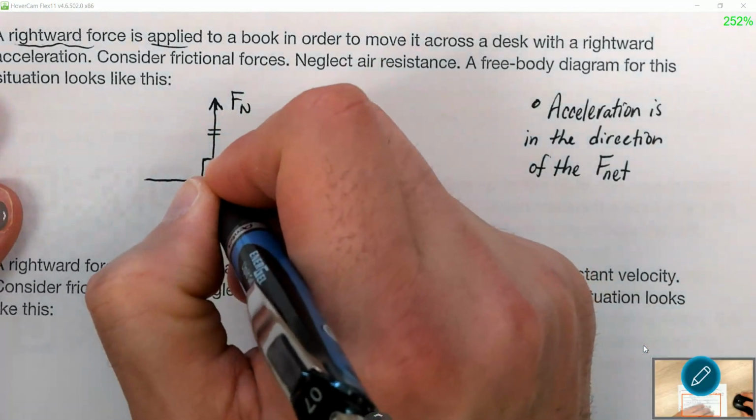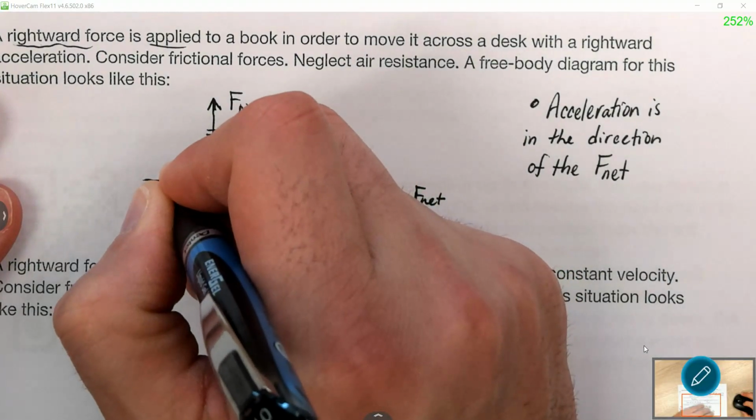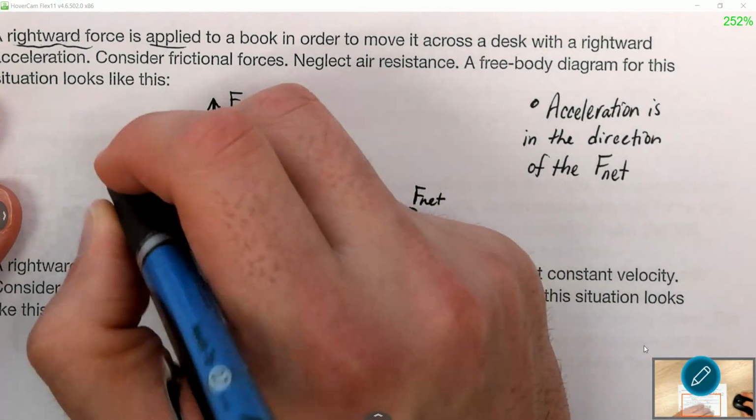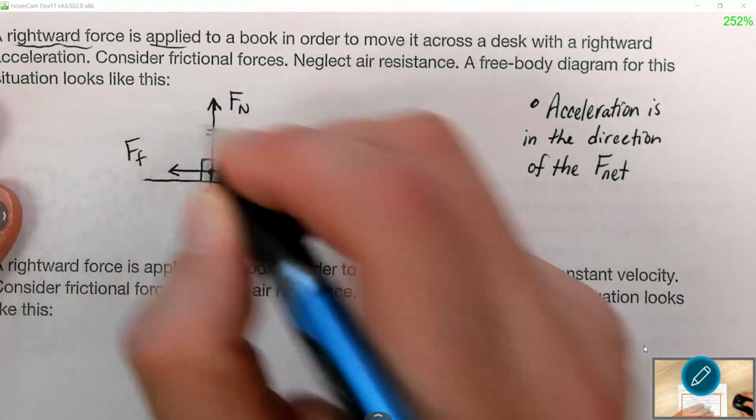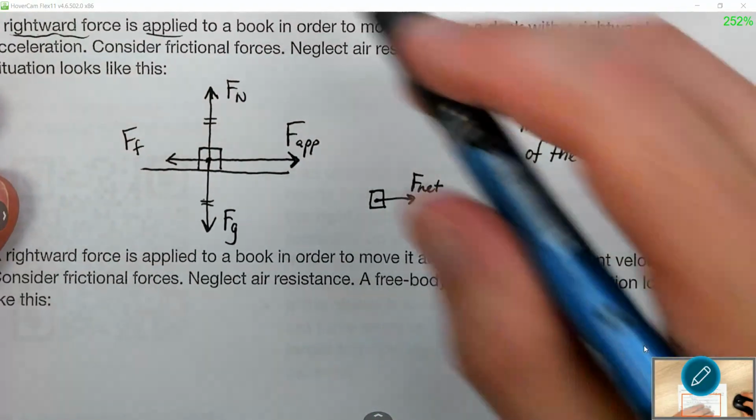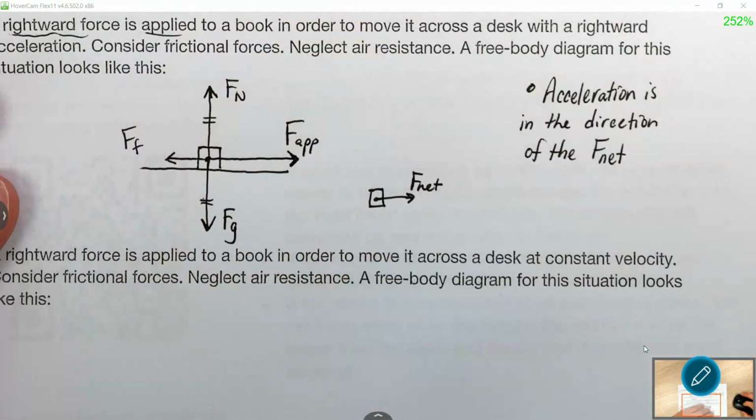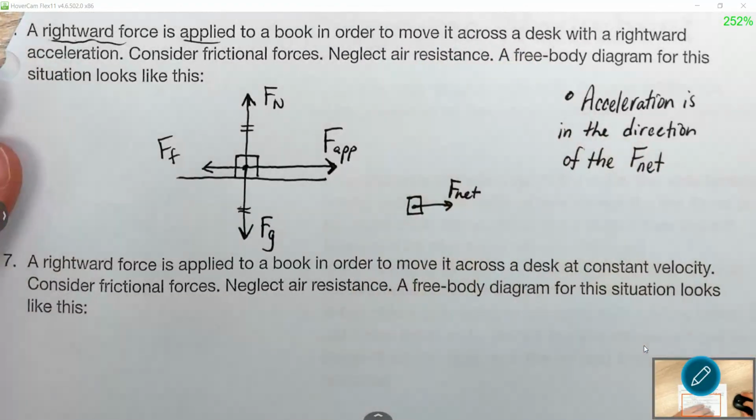All right, so we would have a smaller arrow to the left, and that will be our friction force. And this would be our answer there. Just like that.